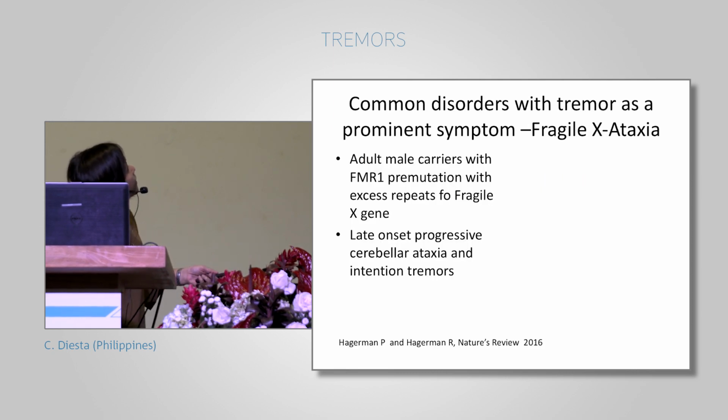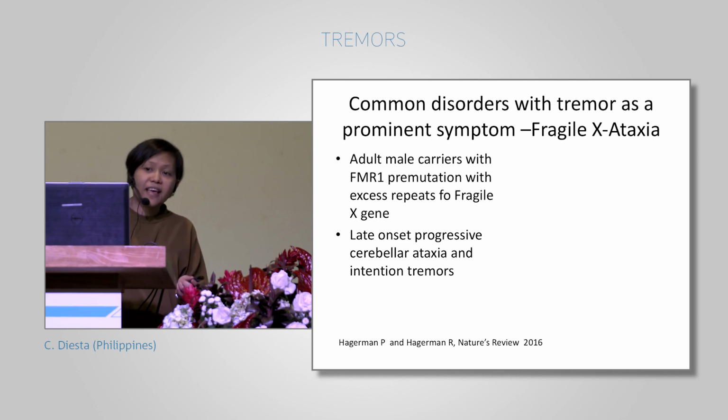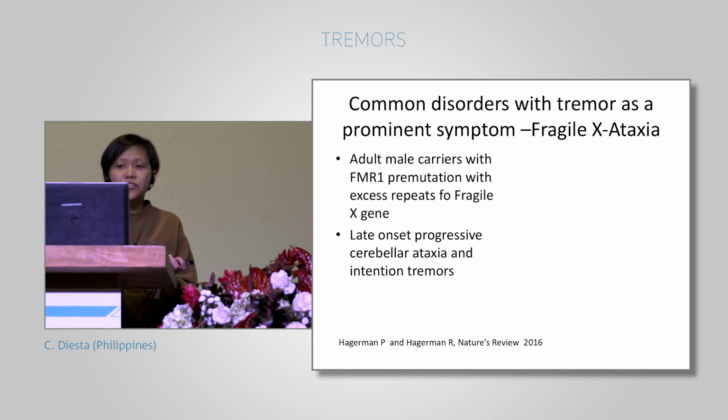Okay, so there are other common disorders with tremors as prominent symptoms, and one of which is Fragile X ataxia, which is seen in adult male carriers with FMR1 premutation with excess repeats for the Fragile X gene. In these cases, the initial manifestation would be a tremor before it is actually followed by the dystaxia or the ataxia. So late onset progressive cerebellar ataxia and intention tremors.